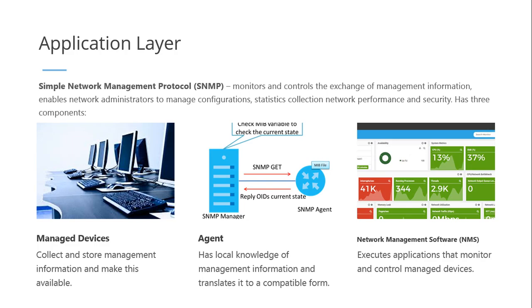SNMP is divided into three components. The first is the managed devices. That would include the computers, the routers, the switches, etc. The second is the agent. The agent translates management information from the network into a form that is understandable by the NMS, or the network management software. Because not all data coming from the managed devices is compatible with the NMS, someone has to translate it, and that is where the agent comes in.